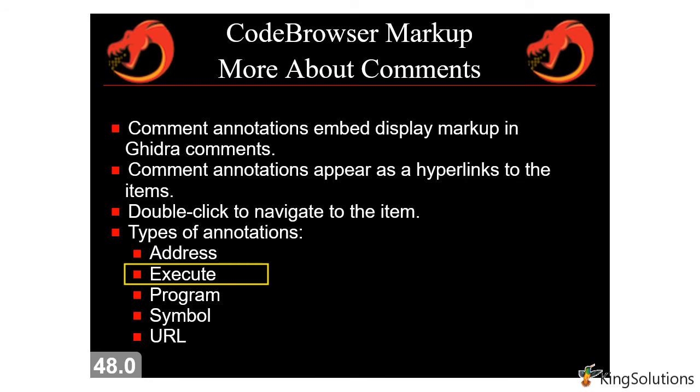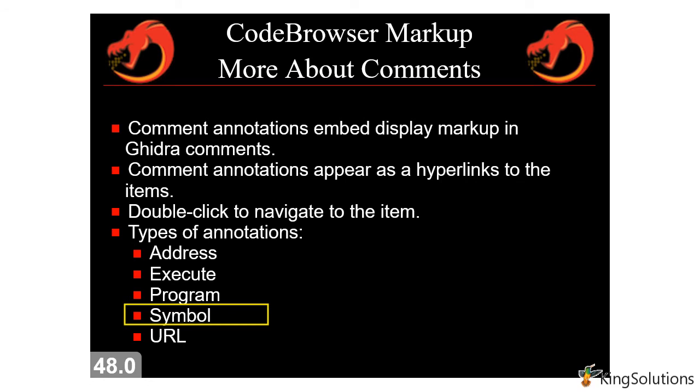Execute. Enter the path to an executable. Double-click the resulting link to launch the specified executable in your operating system with any given optional parameters. Program. Enter an existing Ghidra program name, which is case-sensitive, to display a hyperlink to the given Ghidra program name. Double-click the link to open the program in a new listing tab. Optionally, use the @ name after the program name to go to a specific symbol in the program.